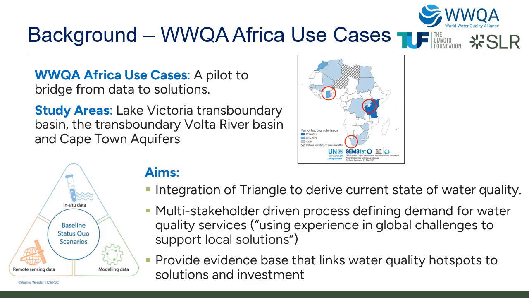So what exactly are the World Water Quality Alliance Africa use cases? This was a multi-stakeholder driven process using experience in global challenges to support local solutions. The objective was to define the demand for water quality services and link water quality hotspots to solutions and, importantly, to investment. Africa was selected for the use cases as there's generally a shortage of available water quality data in Africa to assess a large-scale water quality baseline. The use cases use the triangle integration approach, which combines in-situ measurements, satellite-based water quality information, and water quality modeling to provide an improved view of water quality.